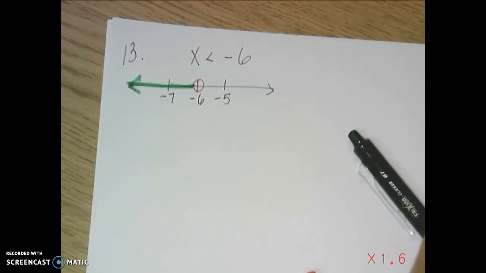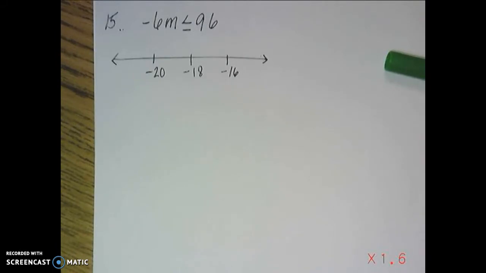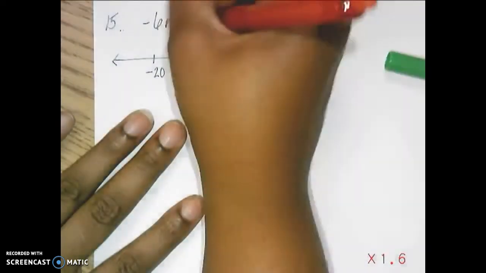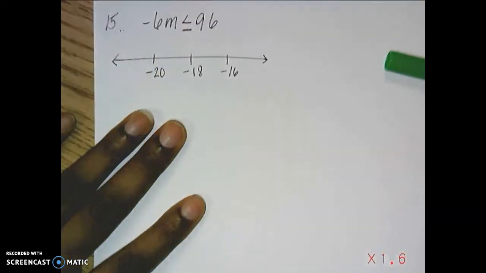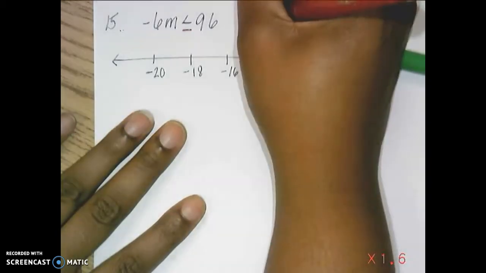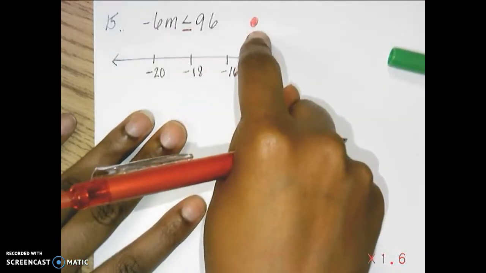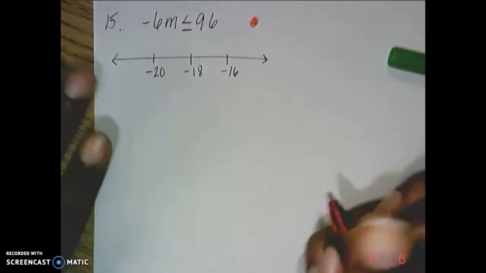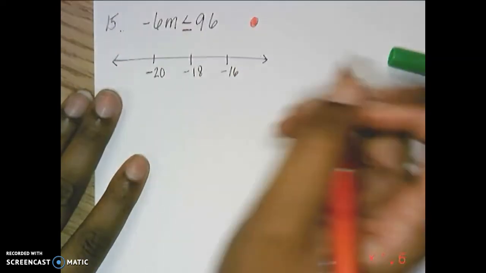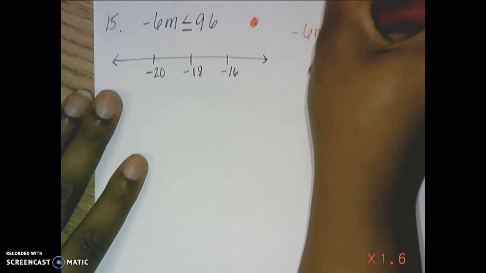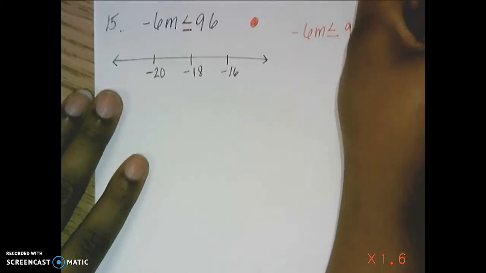That's done. So number 15 is -6m is less than or equal to 96. So hopefully, if you were thinking, we have a solid line underneath our inequality. So that means that our dot is going to be a closed circle. Solid line, solid circle. All right, so the next step is to just divide. So I'm going to set the problem off to the side. So a -6m less than or equal to 96.